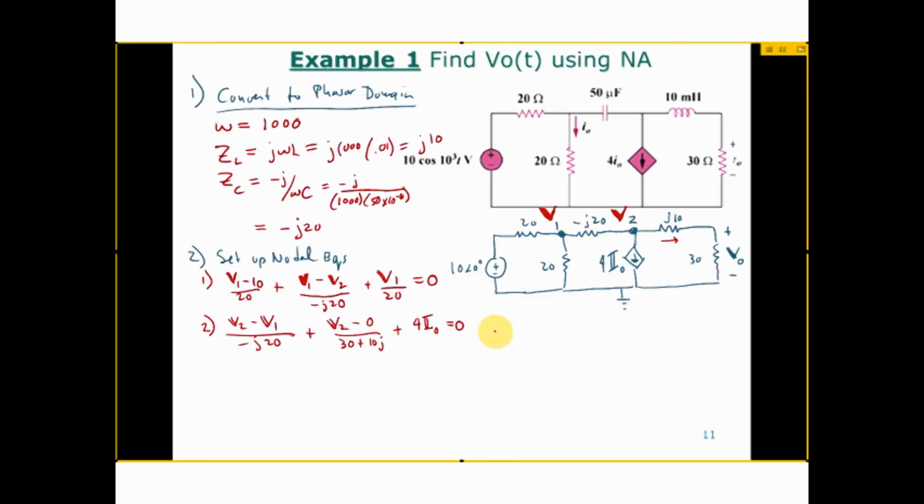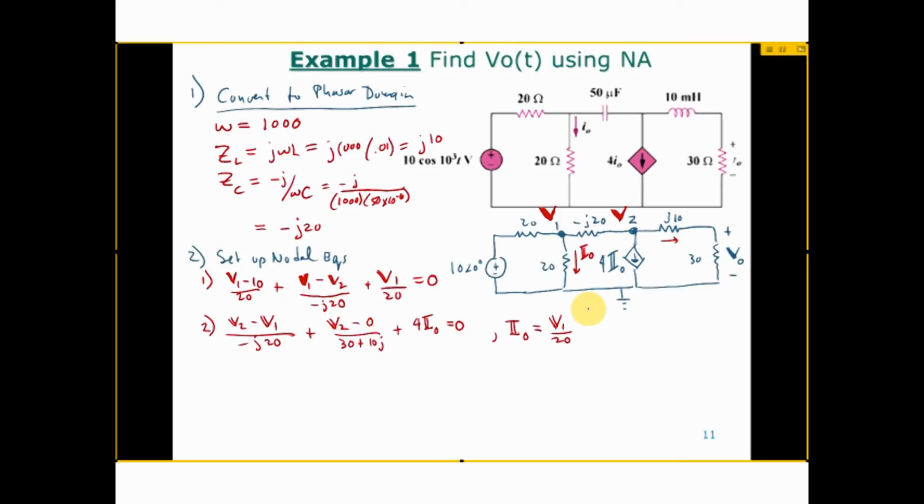And what's IO? I didn't label that on the plot, so I should have an IO here as well. This is IO, the current going down through that 20 ohm resistor. So IO is just V1 over 20. So we have two equations and two unknowns, except they're kind of nasty equations with complex numbers in them. That's okay. We're going to simplify them.